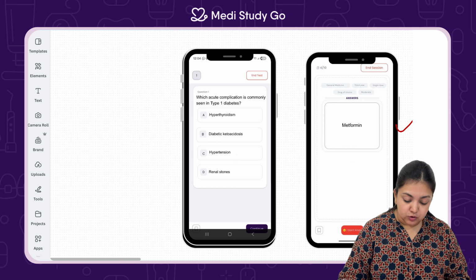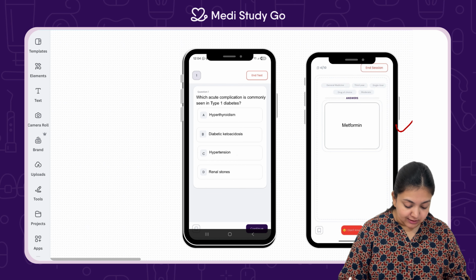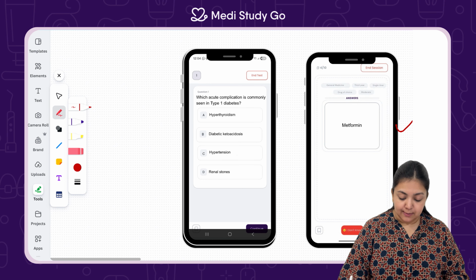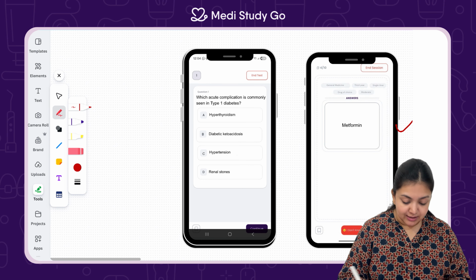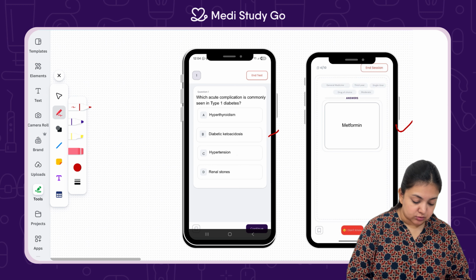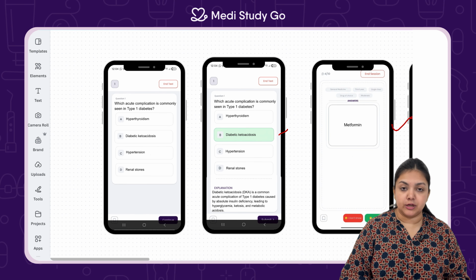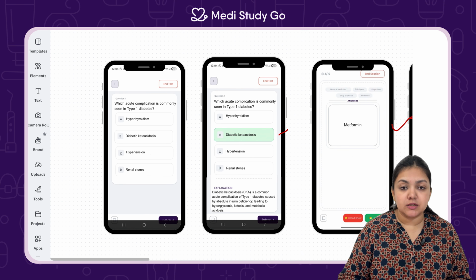If you solve an MCQ: which acute complication is commonly seen in type 1 diabetes mellitus? Hyperthyroidism, ketoacidosis, hypertension, renal stone. As we studied, it is diabetic ketoacidosis. If you just flip over the MCQ, you're going to see the answer along with the explanation. Now you would ask where to get these questions from.